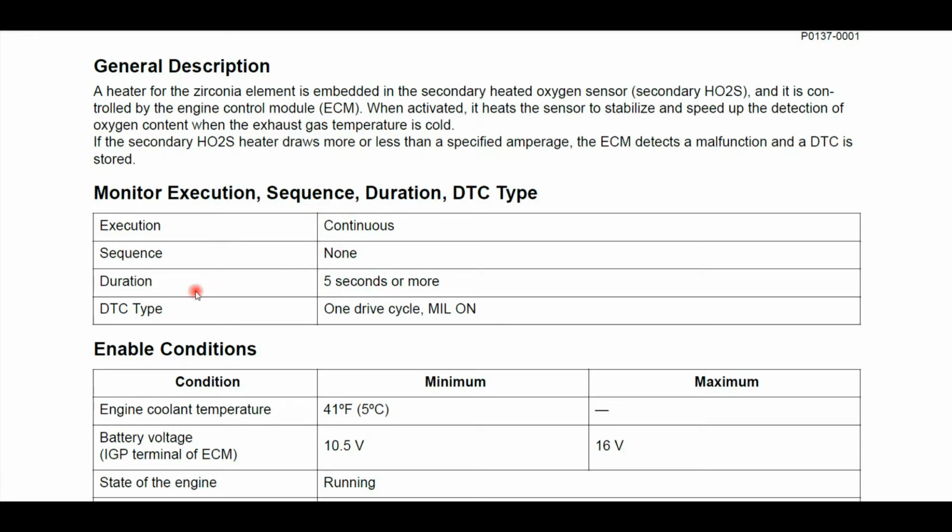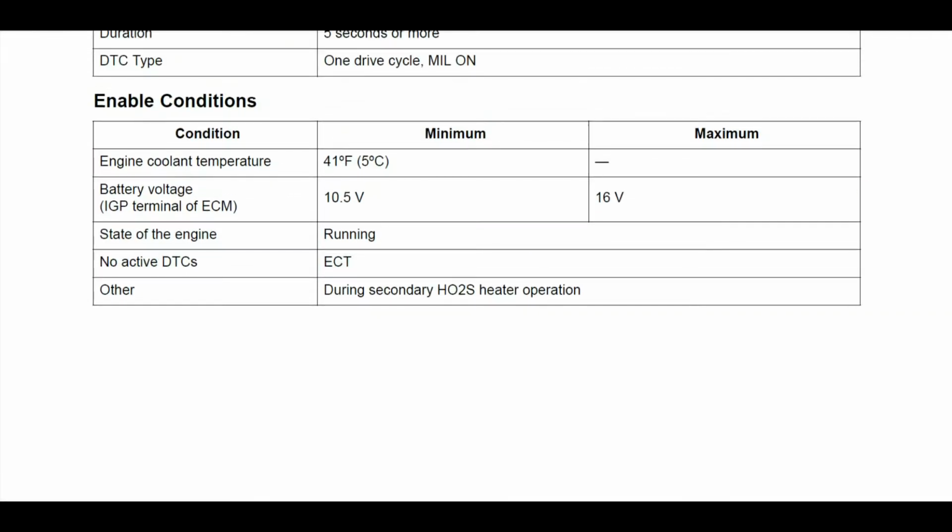Continuous, sequence, none, duration 5 seconds or more. So if the problem lasts more than 5 seconds, it will turn on the light. That's what we have here. Enable condition: minimum temperature. So we have to start at least 41 degrees, so that way it can come on.